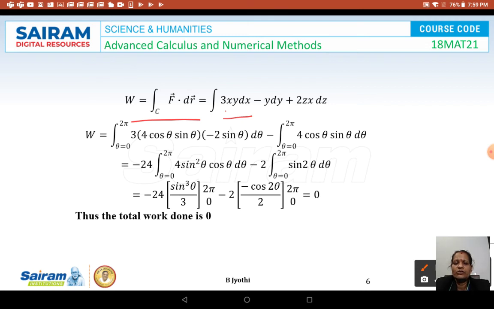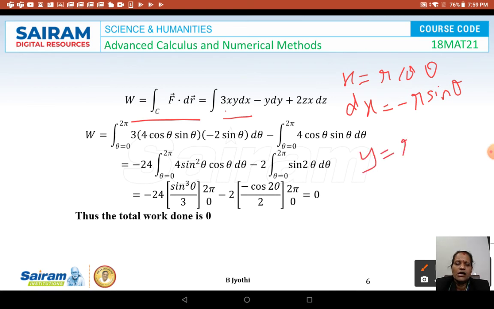That is, we replace the value of x, y, dx and dy. So, the x value is given by r cos theta, y value is r sin theta. See, when we take x is equal to r cos theta, what will be the value of dx? So, dx will be minus r sin theta. Next, when y is equal to r sin theta, then the dy value will be r cos theta. So we will be substituting the value of x, y, dx, dy and all that.